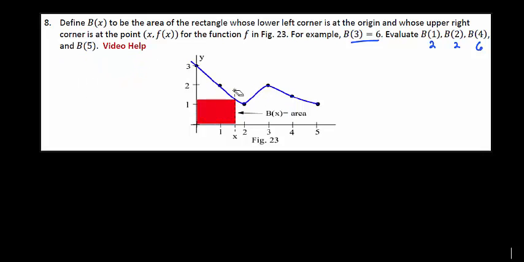Okay, and then the last one, b of 5. So we'll go over to 5. We'll figure out what its height value is. It looks like it's at a height of 1. So that's 5 times a height of 1, which is equal to just 5.